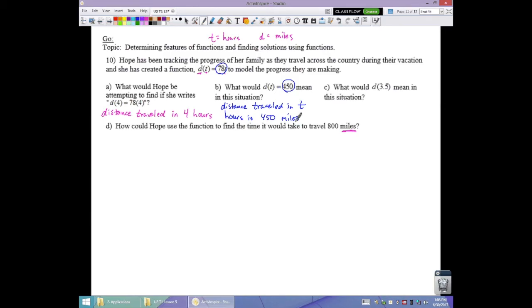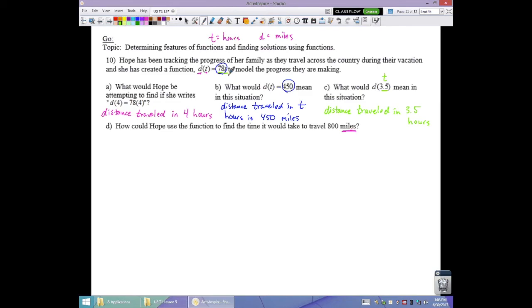Part C, what would D of 3.5 mean in this situation? Well, again, now since it's D of 3.5, the number in the parentheses, 3.5, that means it's the T value. So it means the distance traveled in 3.5 hours. Again, we don't know that without doing a little more math, but if we wanted to find that value, we would just multiply 78 times the 3.5.